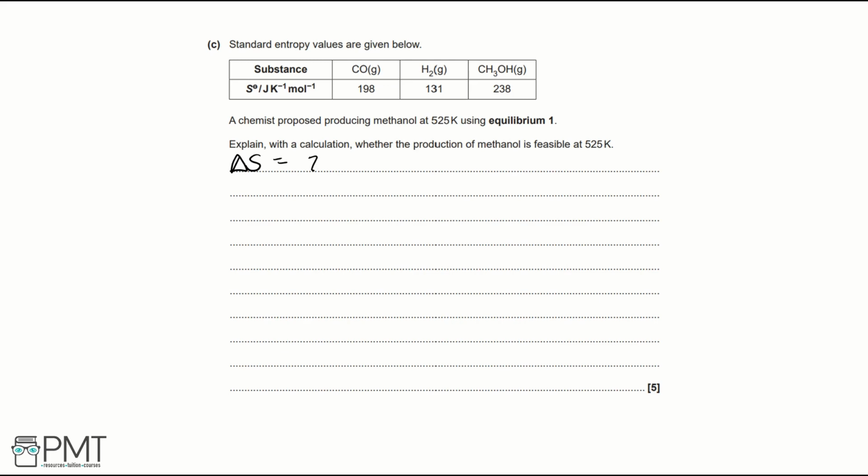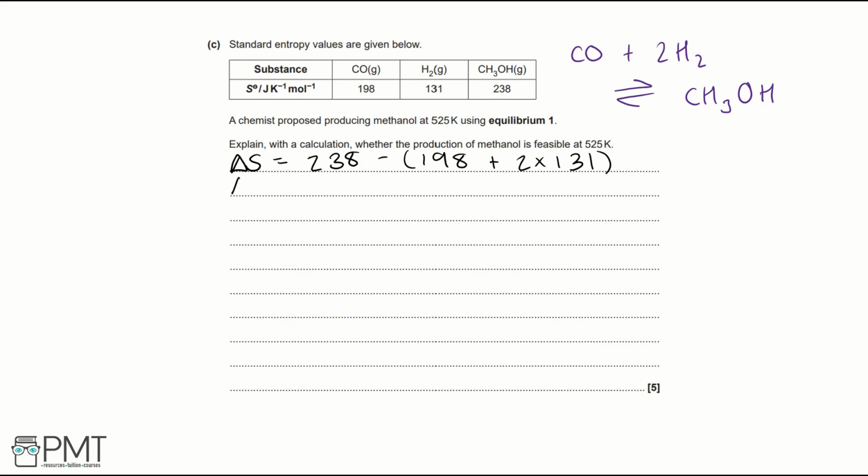So that's 238 minus 198 plus 2 times 131. Because if we look at equilibrium 1, that would be CO plus 2H2 in equilibrium with CH3OH. So we can see how we've multiplied by 2 because we've got these 2 hydrogens. So delta S is going to be equal to minus 222 joules per Kelvin per mole.